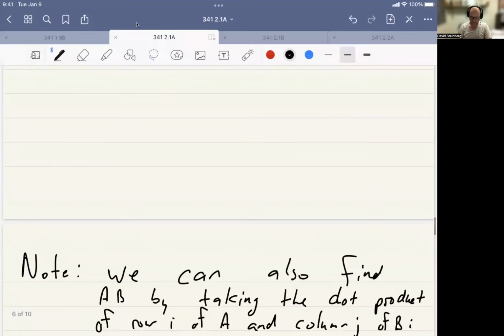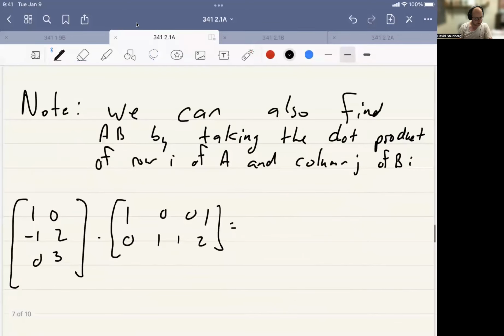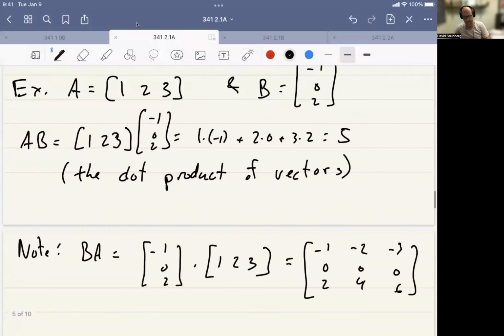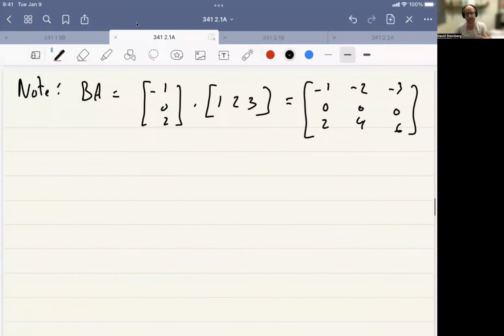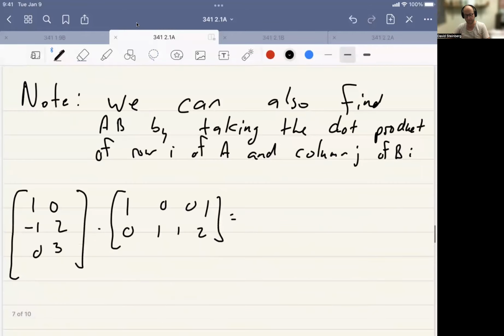Okay, where are we here? Oh yeah, right. So the last thing I was going to note is that we don't need to suffer through this BA1, BA2, BA3, BA4 thing every time. Once you get the hang of this a little bit, we can find this product just by taking the dot product of the ith row of A and the jth column of B. So let's do that matrix multiplication again a little quicker this time. So the first row of A and the first column of B should give us our 1,1 number.